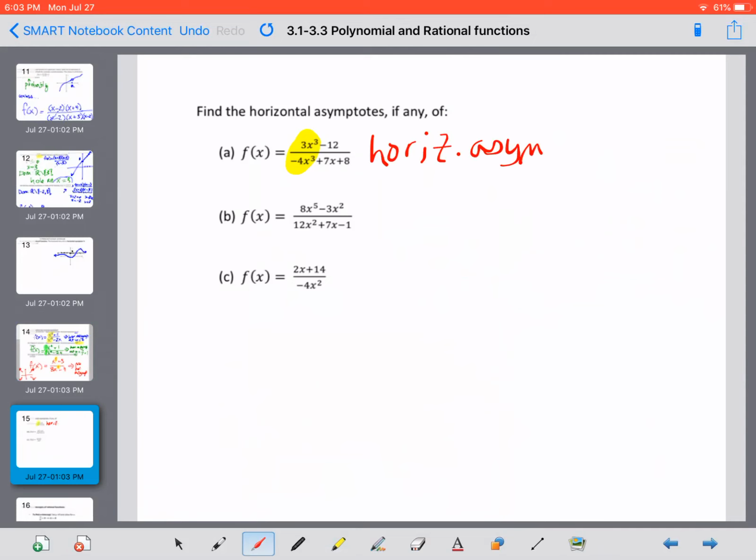And we had said that whenever the degree of the top is equal to the degree of the bottom, to find the asymptote, you just pick out the leading coefficients. So my leading coefficient on top is 3, and on the bottom is negative 4. So I have a horizontal asymptote at 3 over negative 4. If I wanted to sketch this, I would need to put a point here at negative 3/4 on the y-axis, draw your horizontal asymptote, and the graph is going to have that horizontal asymptote down there at negative 3/4.